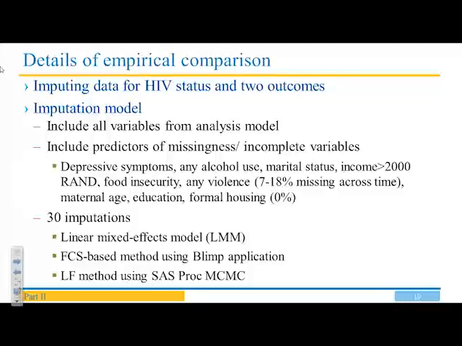Now, going back to our case study, we want to impute our outcomes and our HIV status, which had some missing data over time. In line with the recommendation in the literature, we included all the variables in the analysis model in our imputation model. We also included the auxiliary variables, which are those variables that predict missing data or the probability of missingness. Here we have 9 auxiliary variables, like depressive symptoms, alcohol use, marital status, income, food insecurity, violence, and some demographics. For imputation, we used 30 imputations for both the FCS-based and the joint modeling method, and then we compared the results obtained from the imputation methods with the linear mixed effect model.